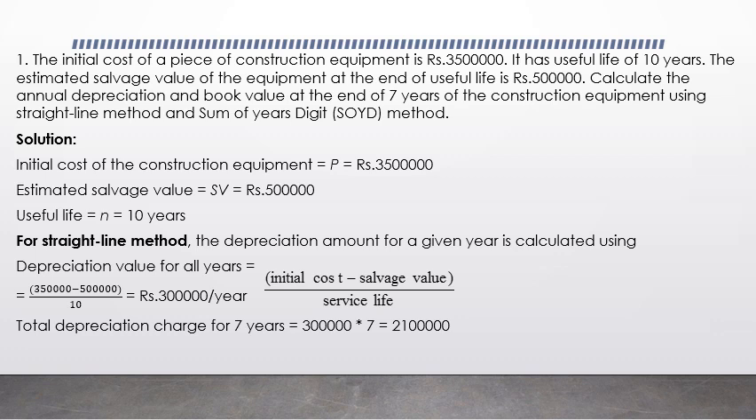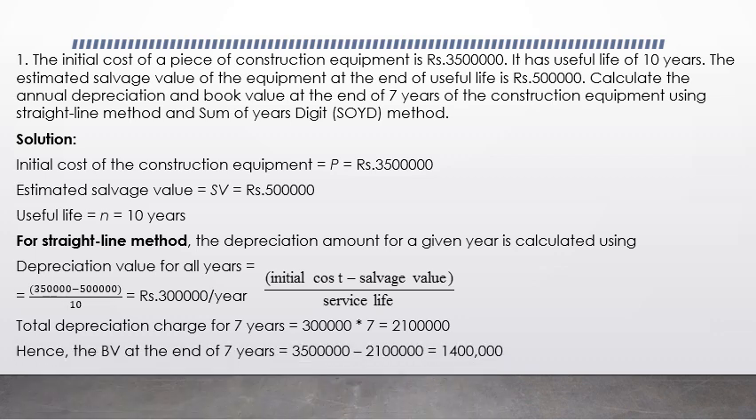The total depreciation charge at the end of 7 years is simply calculated as 3 lakhs into 7, 21 lakhs. The book value at the end of 7 years is 35 lakhs minus 21 lakhs, that is equal to 14 lakh rupees.